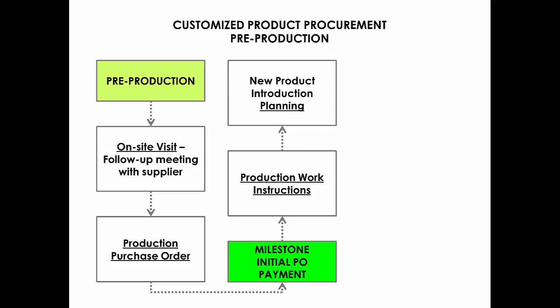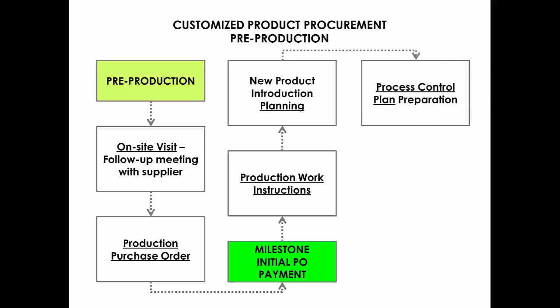At this stage, you should be reviewing and updating your new product introduction plan, in particular the product launch plan and schedule. Every manufacturing process should have a process control plan, and this is something you need to generate in conjunction with your supply partner.